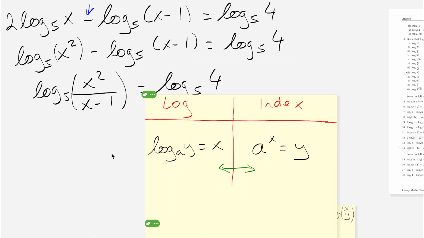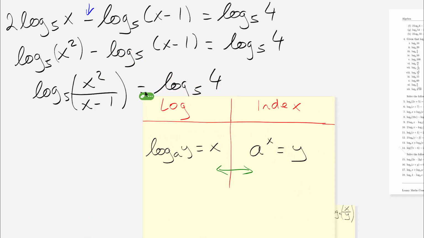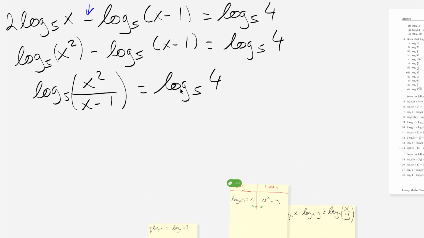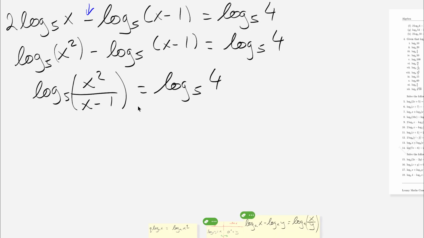If you see the situation I have here, I don't have log equals a number, I've got log equals log. So that's not a big deal. We can just use the idea of a balancing equation to continue this. Remember, an equals sign in an equation means what's on the left hand side is exactly the same as what's on the right hand side. So this side and this side are the same.